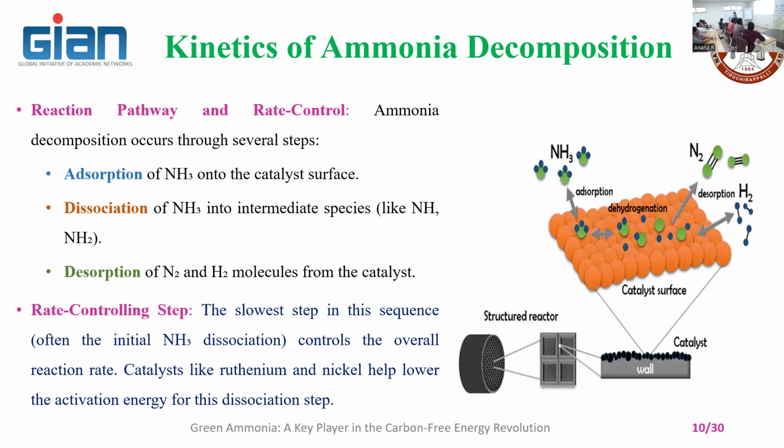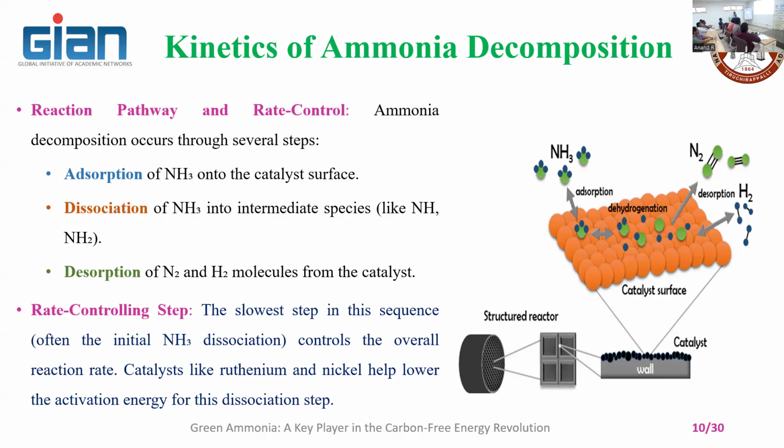So what is happening in the catalyst? The adsorption of ammonia on the catalyst surface. Assume that this is the catalyst surface. The green color shows the nitrogen. Then the blue color is nothing but hydrogen, three atoms of hydrogen. Then you need to provide some amount of energy to break the ammonia. Here the decomposition happens in different states. Finally, the nitrogen separates, hydrogen also separates.